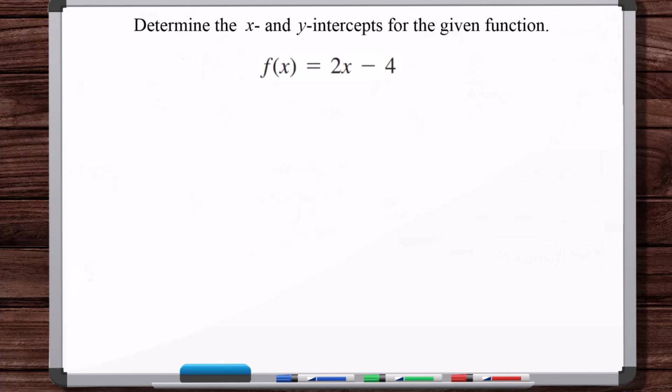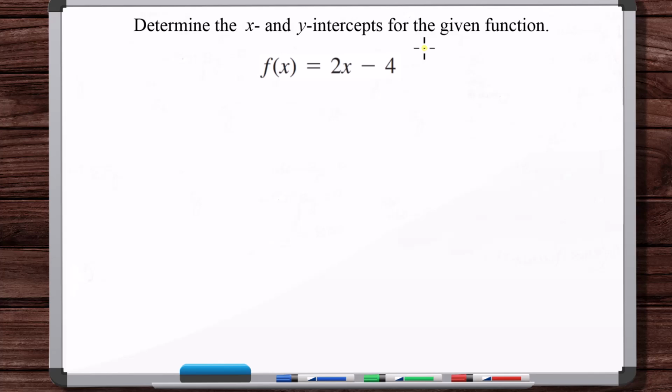Okay, we're continuing with more example problems on functions and relations. For these initial problems, we want to determine the x and y intercepts for the given function. Now note that the idea of finding intercepts is not unique to functions. We can find intercepts of any relation.